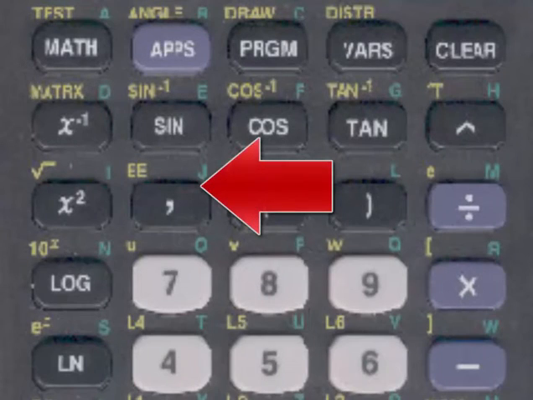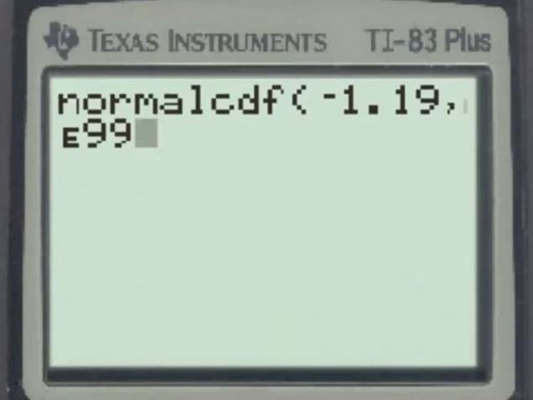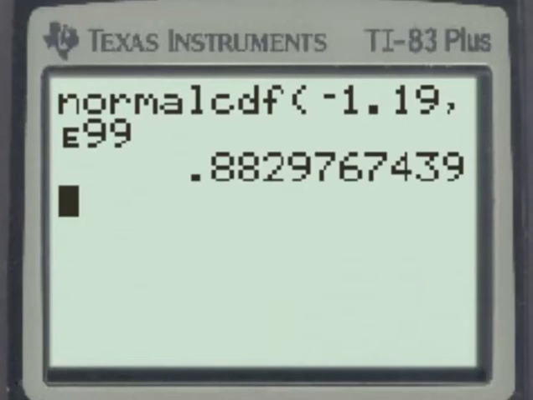Again, the double E can be found above the comma button in yellow, so yellow second double E, 99, and when we hit enter, here we have the answer without the curve being drawn.